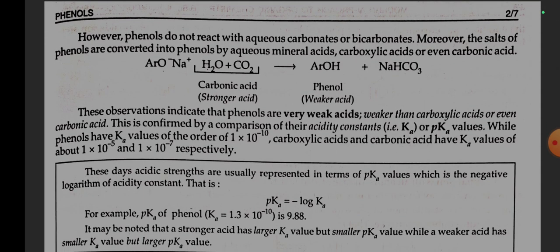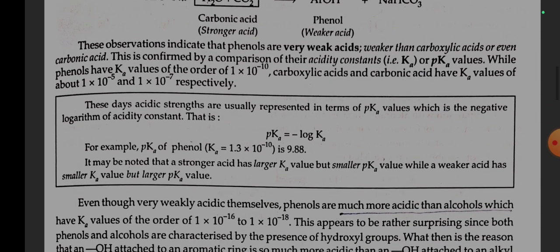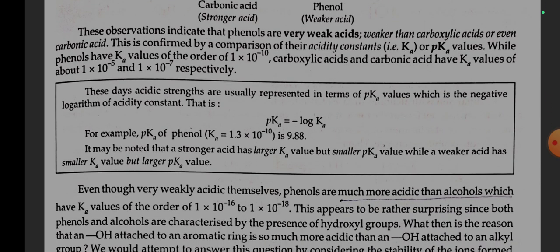However, phenols do not react with aqueous carbonates or bicarbonates. The salts of phenols are converted into phenols by aqueous mineral acids, carboxylic acids, or even carbonic acid. This observation indicates that phenols are very weak acids, weaker than carboxylic acids or even carbonic acid. This is confirmed by comparison of their acidity constant values, or pKa values. Phenols have a Ka value of the order 1 into 10 to the power minus 10. Carboxylic acids and carbonic acid have Ka values of 1 into 10 to the power minus 5 and 1 into 10 to the power minus 7 respectively.